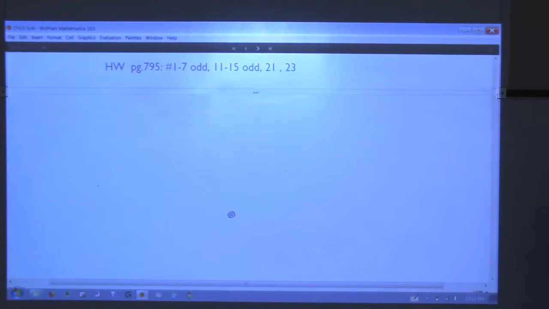All right, that's the homework for that section though. 1 through 7, then 11 through 15, odds. And then those last two are optional. Do one of them for bonus if you'd like.